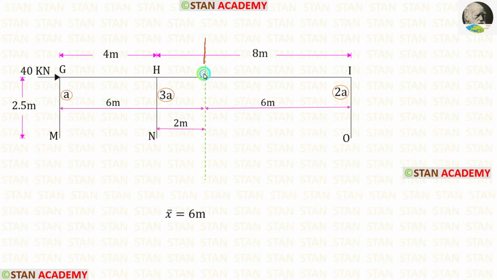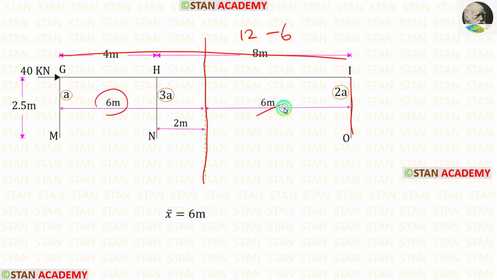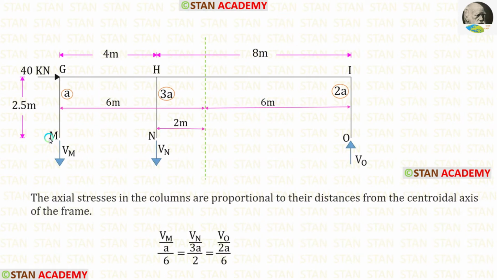So the distance between the center of gravity and the member GM is 6. The distance between the member HN and the center of gravity is 6 minus 4. We will get 2. And the distance between the center of gravity and the member IO is 12 minus 6. We will get 6. Let us keep the axial force at point M as Vm, at point N as Vn, and at point O as Vo.